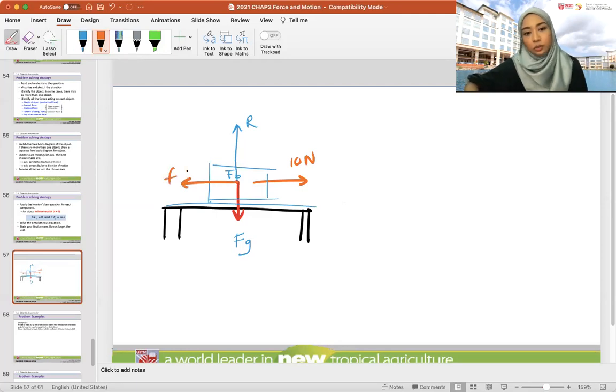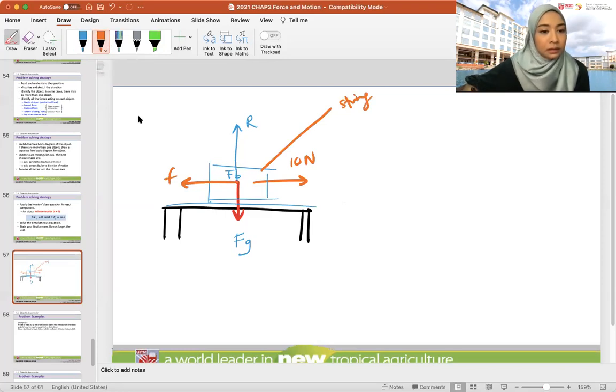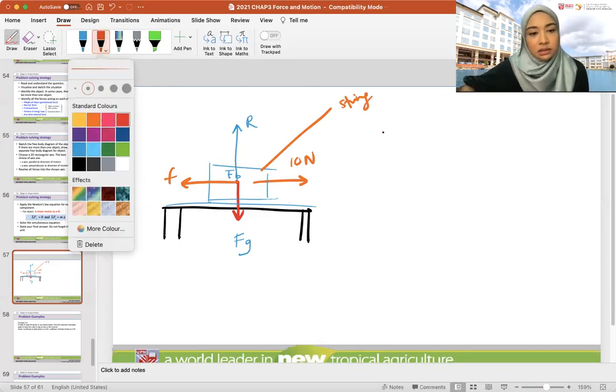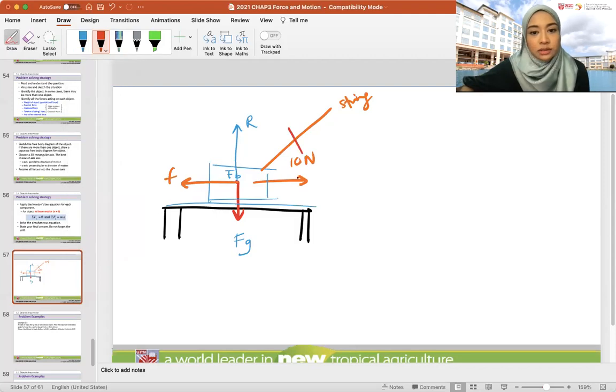So friction is this way. What else do we have? We have reaction, gravitational force, friction. We have tension. Tension only exists if there is a string. And what is the direction of tension? Always towards the center of the string. Let's say this is the center. Madam, this is not center. So from the center of mass, this is my tension.